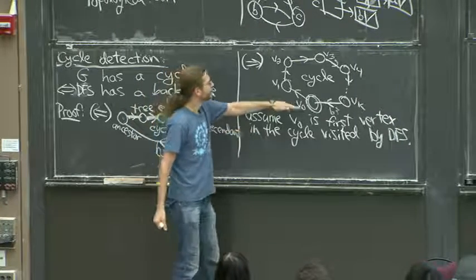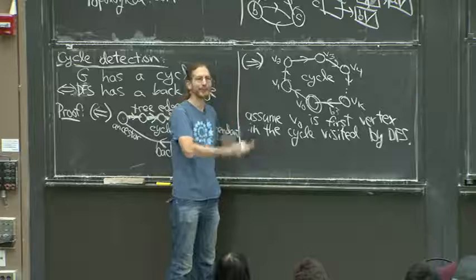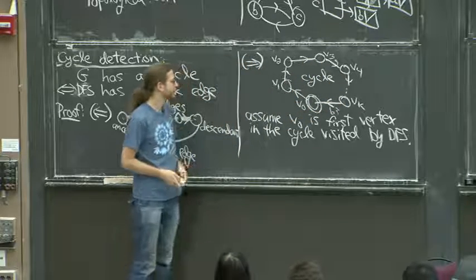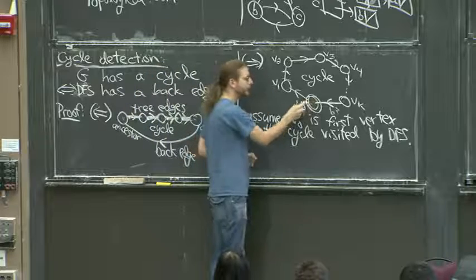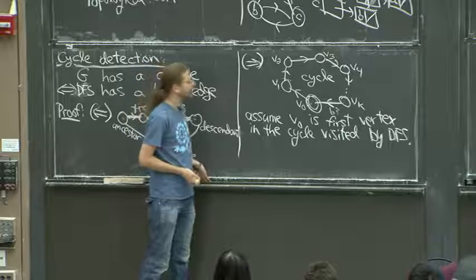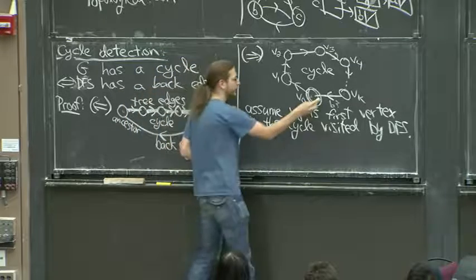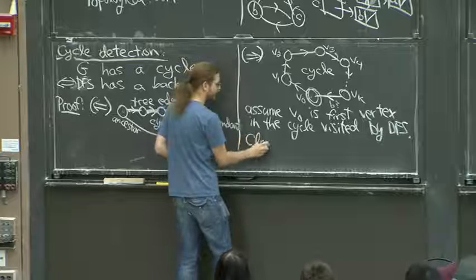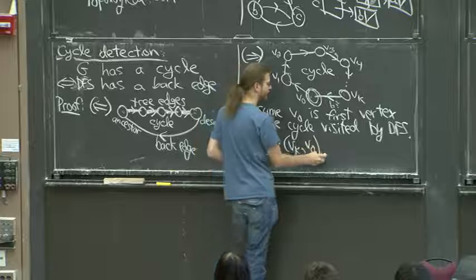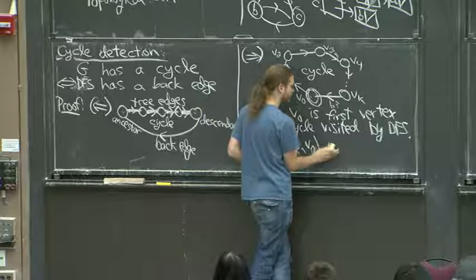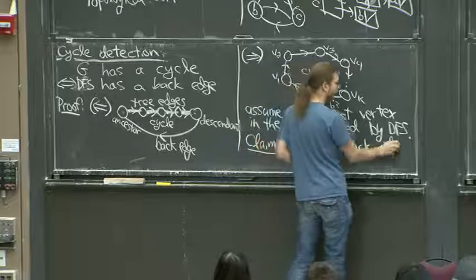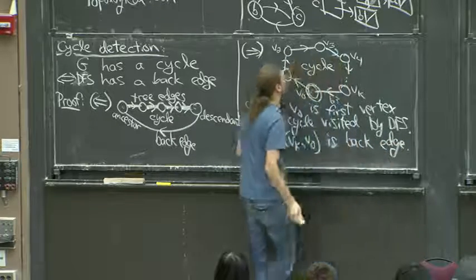Right, if it's not v0, say v3 was the first one visited, we'll just change the labeling so that that's v0, that's v1, that's v2, and so on. So set this labeling so that v0 is the first vertex that gets visited. Okay, then I claim that, let me just write the claim first. This edge vk v0 is a back edge. I would say this is not obvious. Be a little careful.